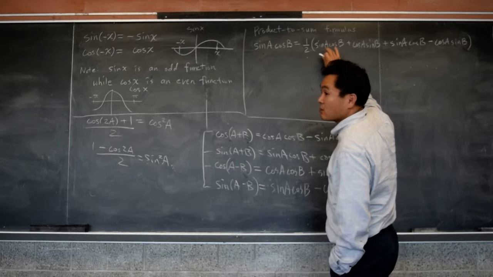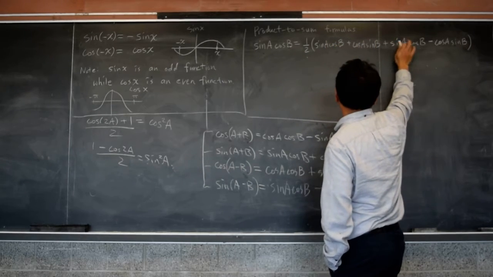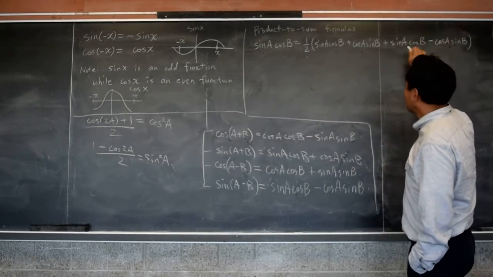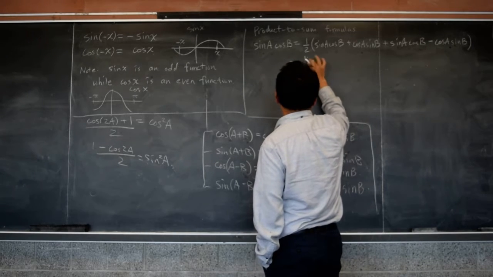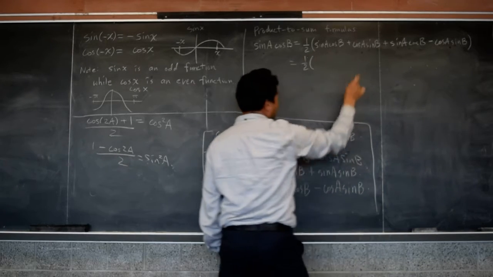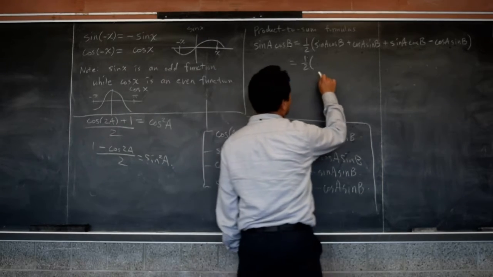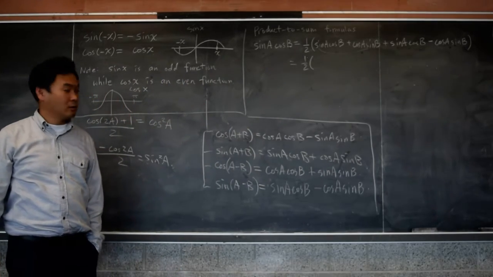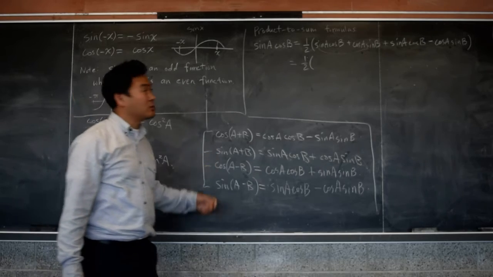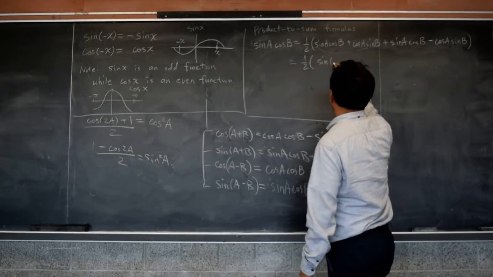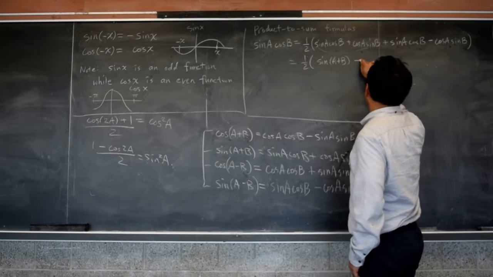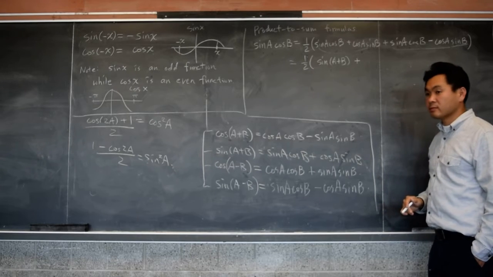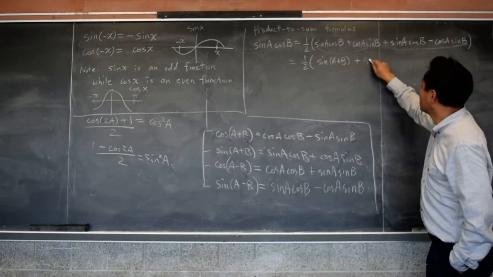So, if you have sine A times cosine B, what do you do? You first write it as sine A times cosine B, sine A times cosine B. You add cosine A sine B and subtract it. Because this much is equal to what? This plus this is equal to what? Sine of A plus B. This formula, right? What about this? Sine of A minus B.